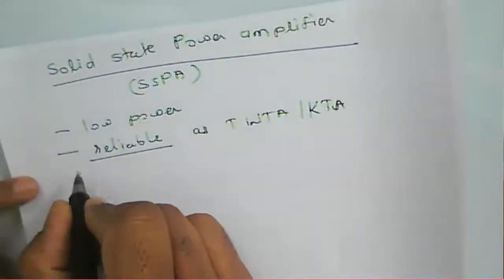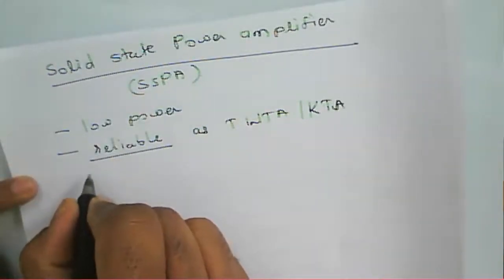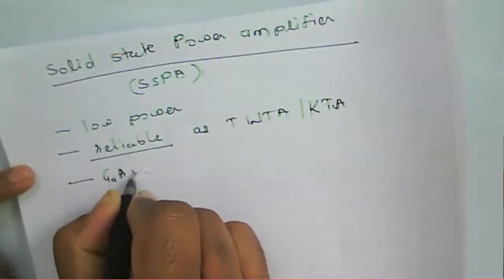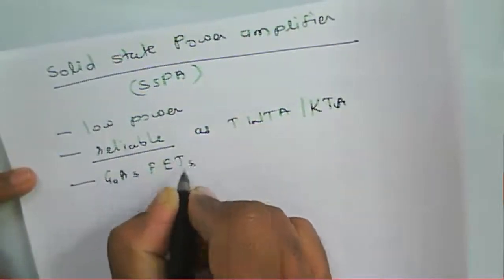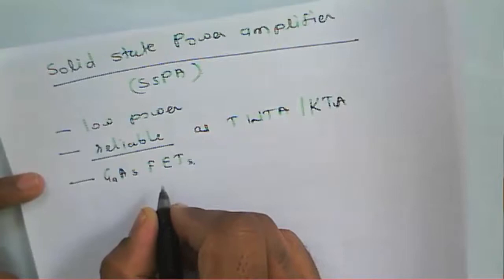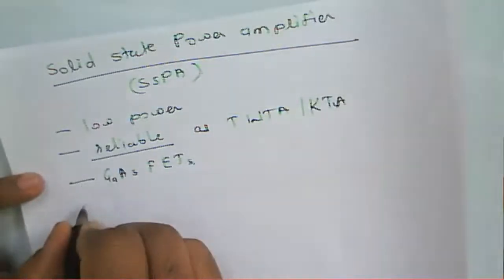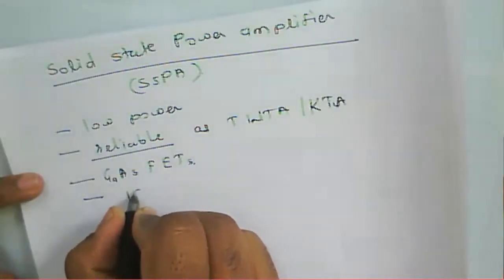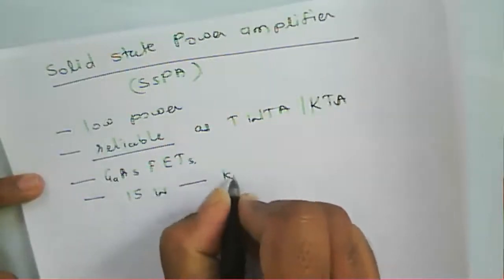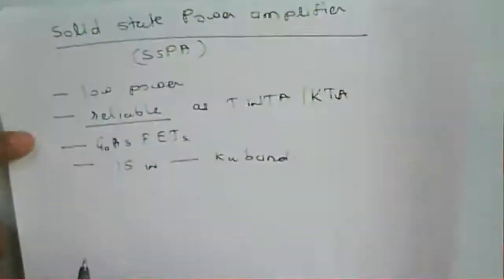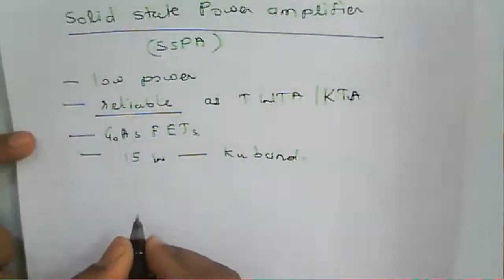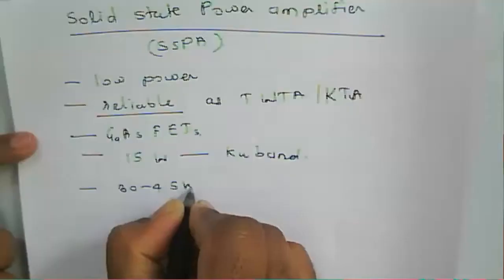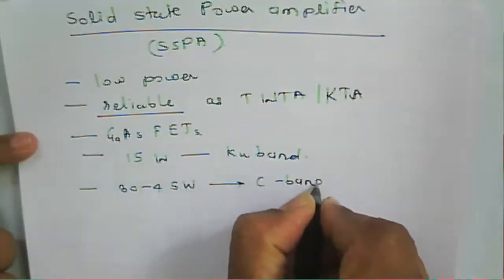Now this solid state power amplifier is designed using a gallium arsenide field effect transistor, GaAs FET here, and that provides a power output of 50 watts if it is operating in the Ku band, or if it is operating in the C band, it will provide a power of 30 to 45 watts.